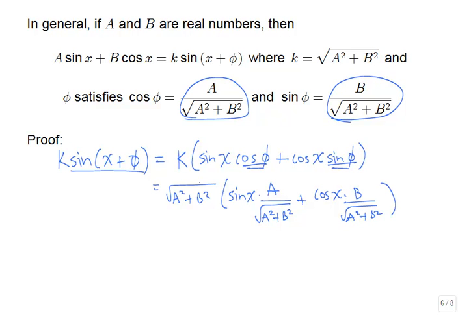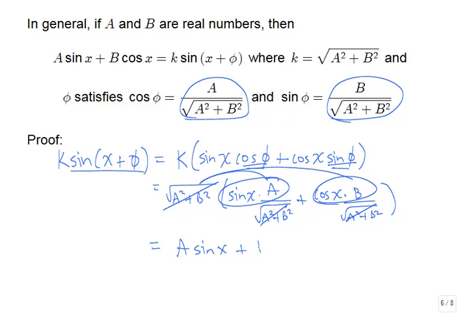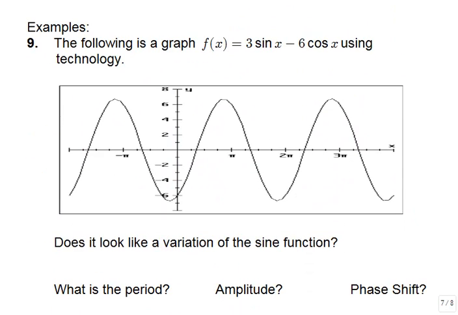Now what happens when I distribute this square root across? It's going to cancel out both of those square roots in the bottom. So what we're left with is a sine of x plus b cosine of x, which is exactly this left-hand side that we were trying to prove. So there's the proof. Now let's see an example.